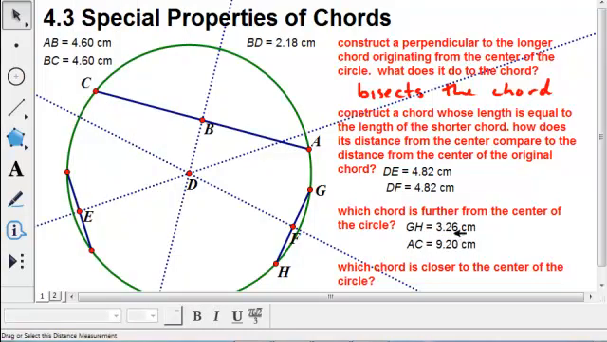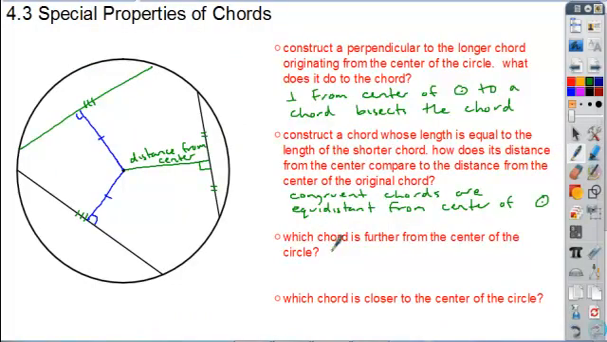The longer the chord, is BD closer, or is this a smaller distance from the center compared to the distance of GH? Yes. So the longer the chord, the closer it is to the center of the circle. The shorter the chord, the further it is from the center of the circle. So that's the next property: shorter chords are going to be further from the center.